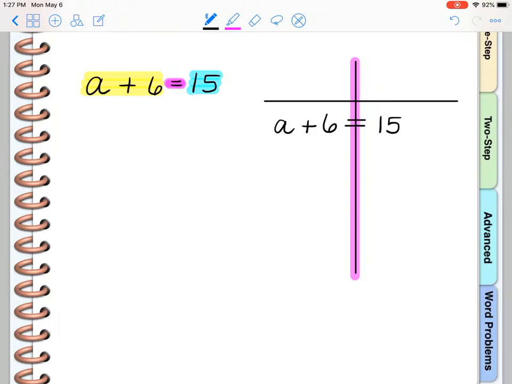The next thing we have to do is figure out which side is the variable side and which side is the constant side. So I see the A sitting there. That is a variable. Variables are letters. The 15 is a constant. It doesn't vary. It's a number by itself.